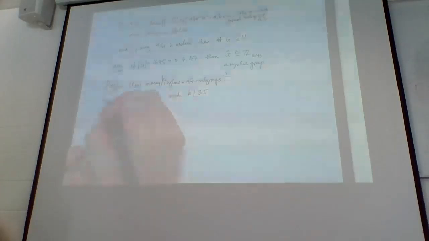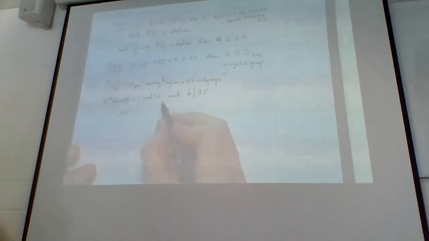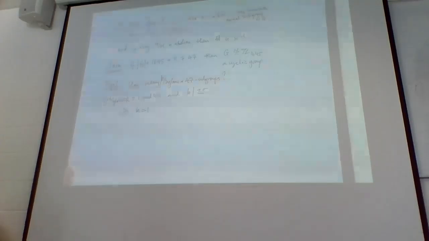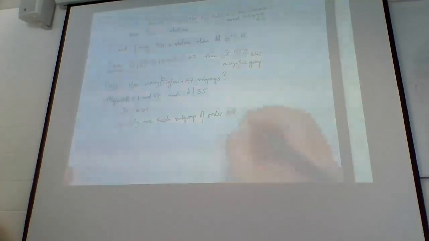This is coming from the third Sylow theorem. The number of Sylow subgroups is congruent to 1 mod the prime and divides the size of the group. So this implies k equals 1. So there is only one such subgroup of order 47. Call it H1.